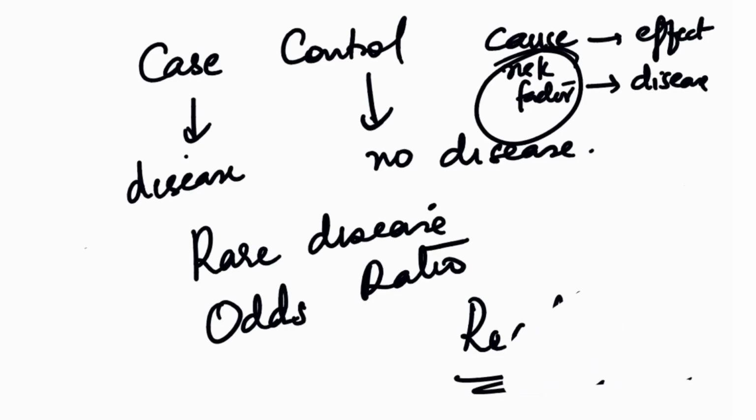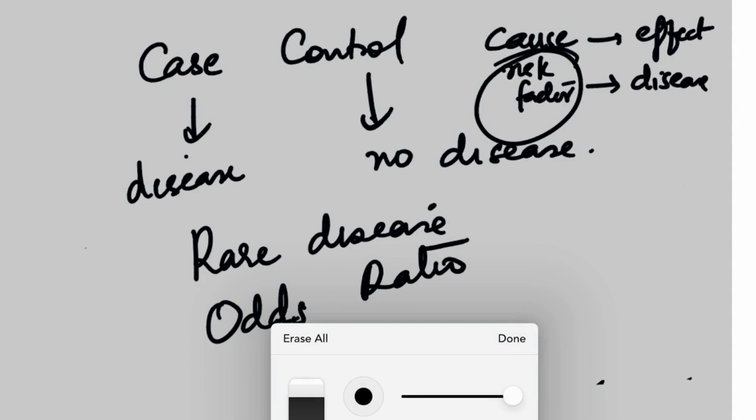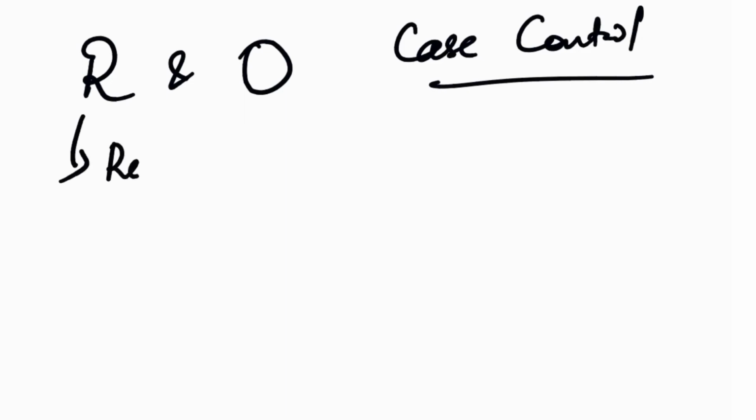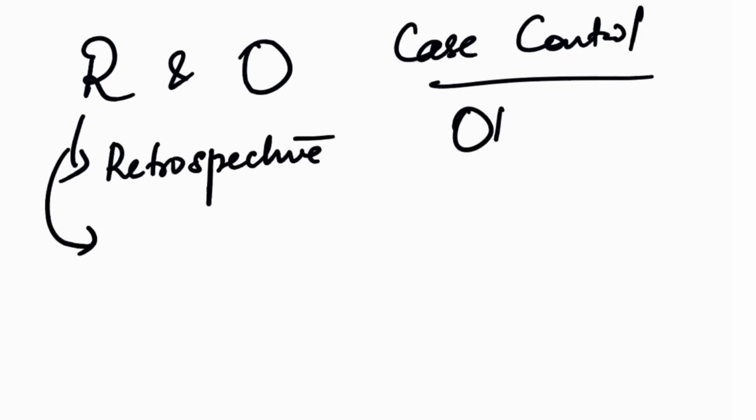Okay, so do you notice something? How will you remember all these points that I just told you? So I'll just tell you something. You will see a lot of R's and O's in case control. Let's see the R's. Retrospective, because it's going backwards. Then O, observational study, because it's an observational study. Okay, recall bias.